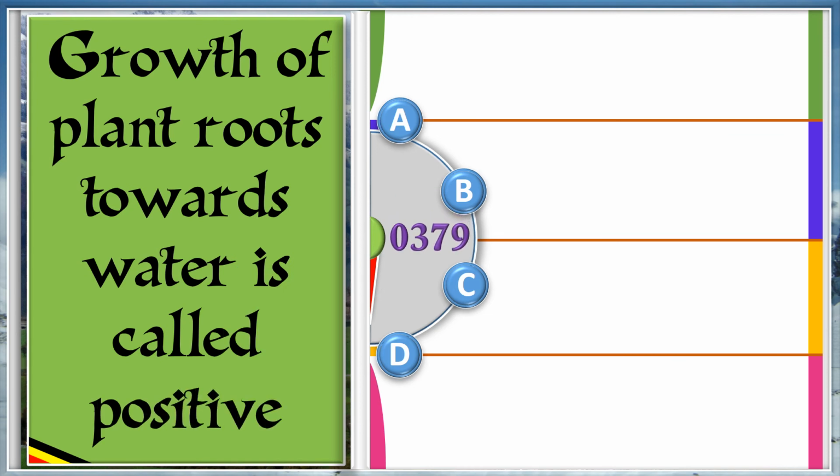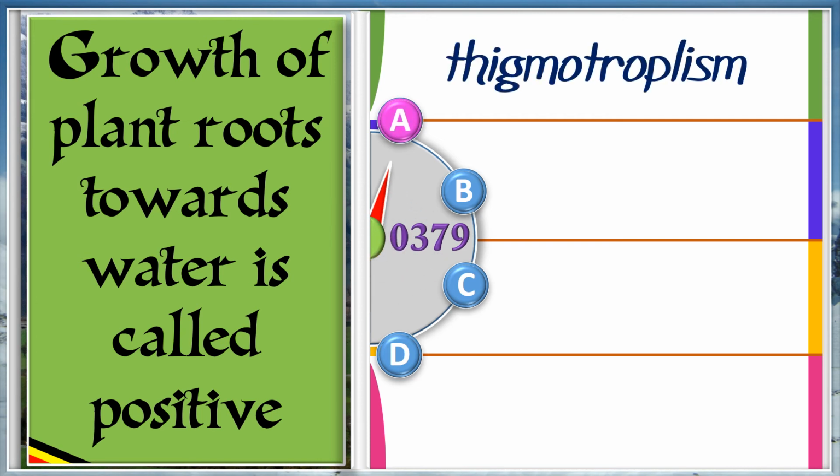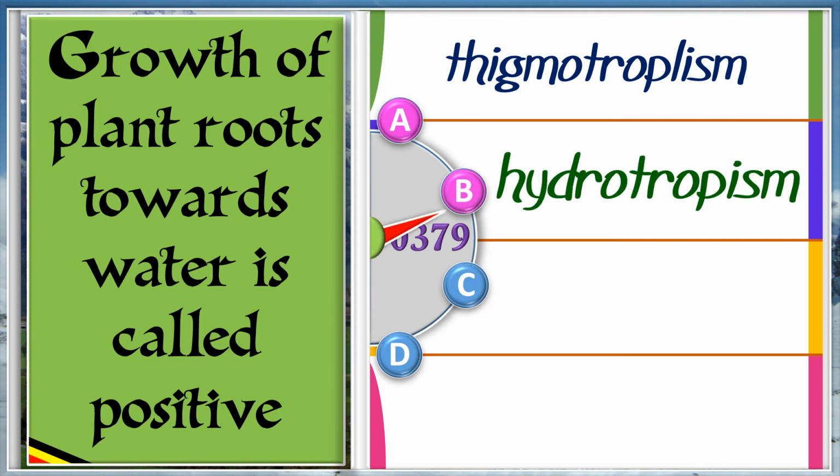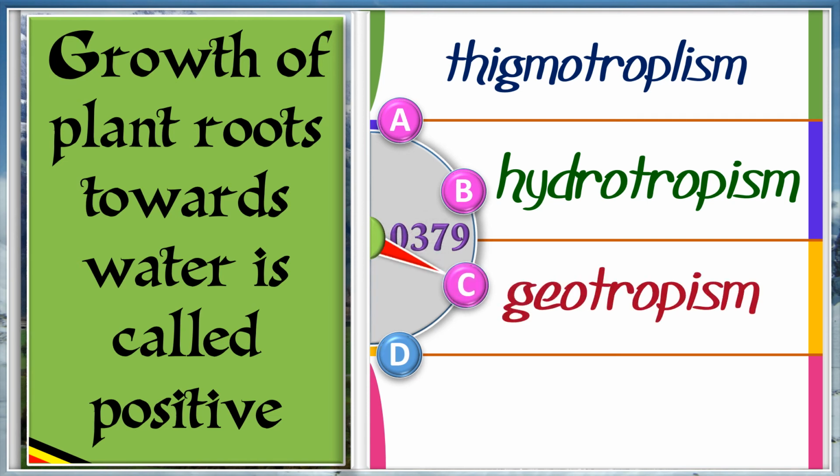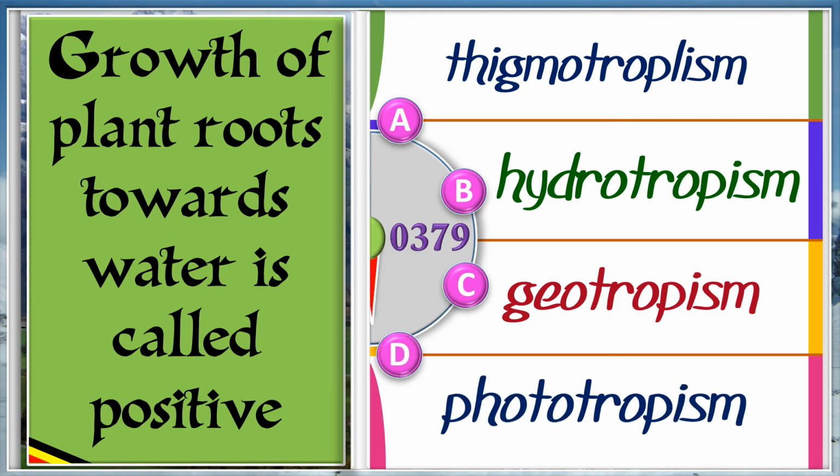Growth of plant roots towards water is called positive A. Thigmotropism. B. Hydrotropism. C. Geotropism. D. Phototropism. And the answer is B. Hydrotropism.